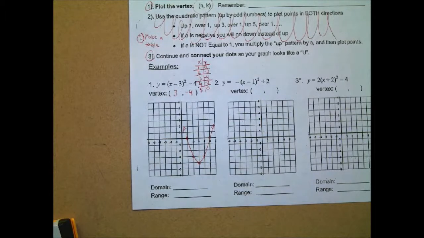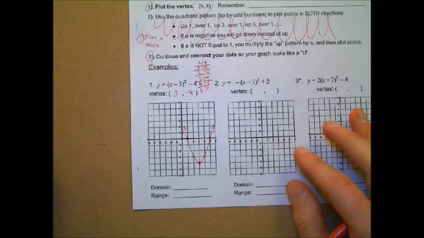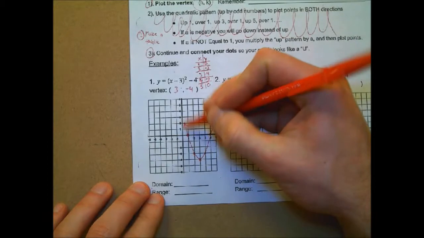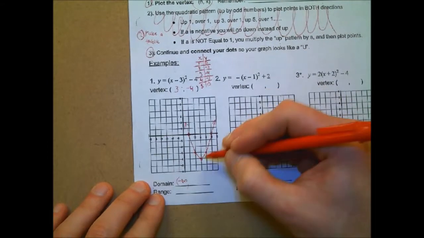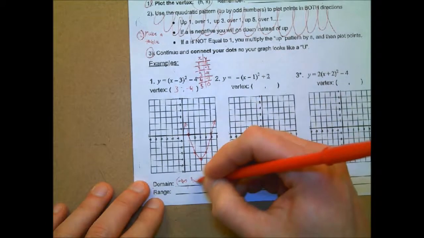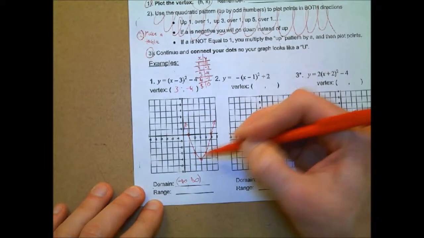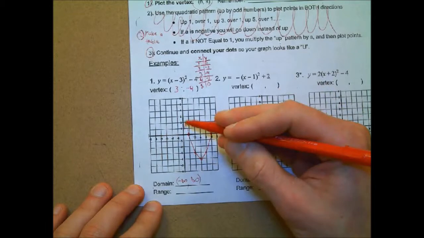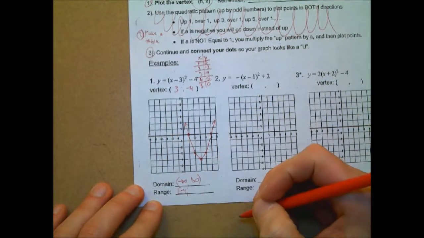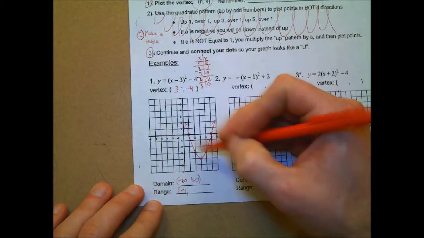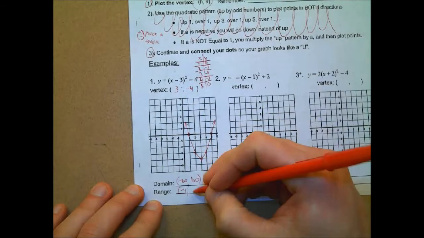Alrighty. What's the domain here? What's the farthest left we go? Farthest left is -infinity. What's the farthest right we're going to go? Positive infinity. What's our lowest y value? -4. And we get there, so square bracket. What's our highest y value? Infinity. And so there's our answers.